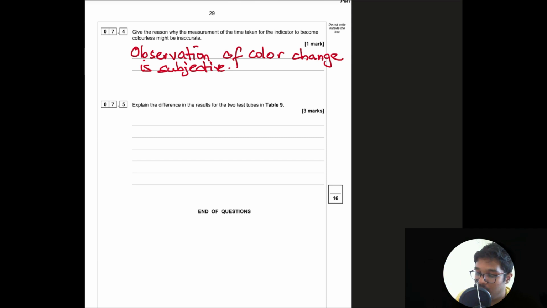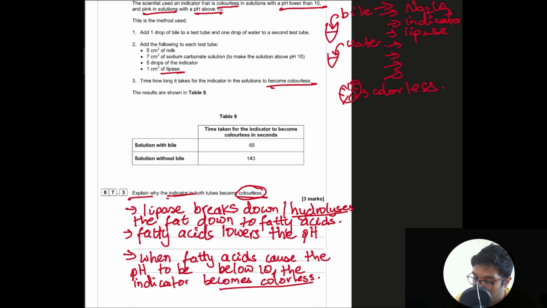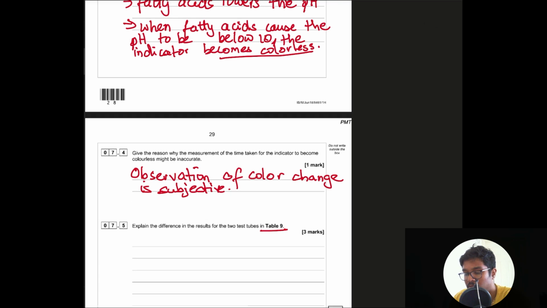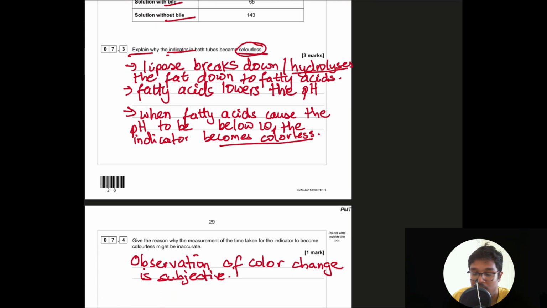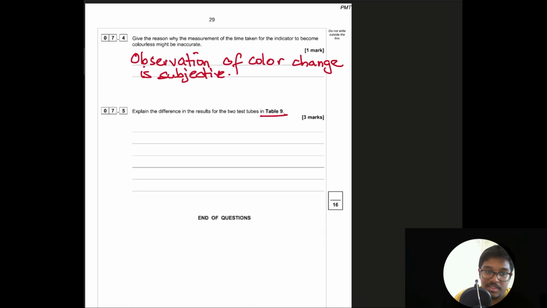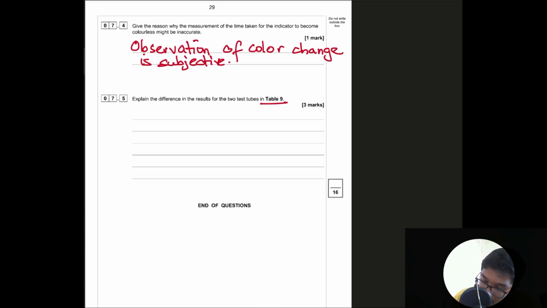Explain the difference in the result for the two test tubes in Table 9. So in Table 9, one of the solutions has bile and the other doesn't. So the main answer is going to be with bile or without bile. We're going to firstly say that with bile, the bile emulsifies the fats. Always, keywords are key. Keywords are key. Bile emulsifies fats.